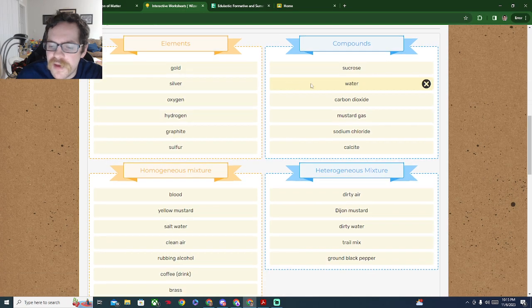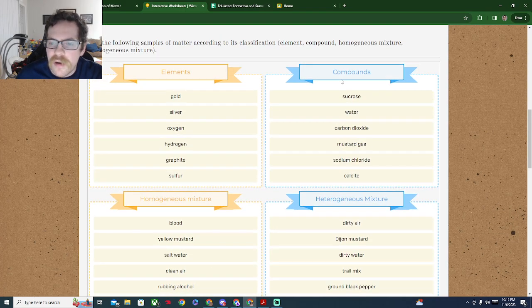Then we get into compounds. Compounds are two or more different elements which are chemically combined together. Sucrose is a sugar made up of carbons, hydrogens, and oxygens. Water, H2O. Carbon dioxide, CO2. Right. Mustard gas, sodium chloride, calcite.